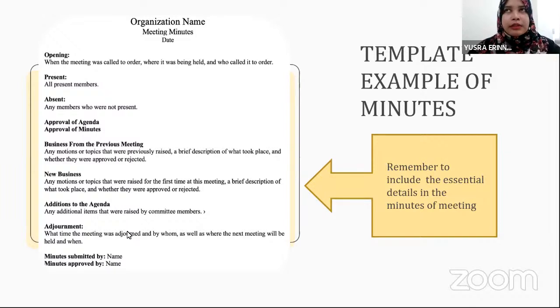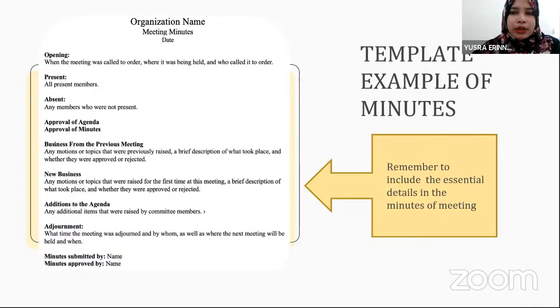For example, today we have a meeting until 12 p.m., and then at 12:01 p.m., which is too much, it was adjourned by, let's say, Shira, our assistant director from HRD. And then if the meeting has a follow-up, you need to also include where and when the next meeting is going to be conducted.